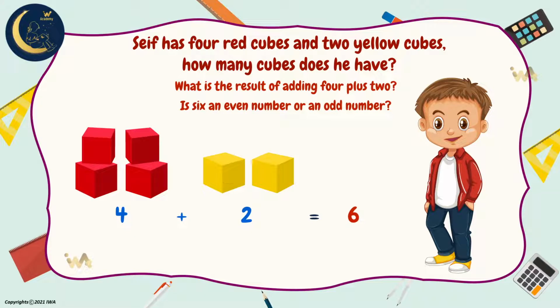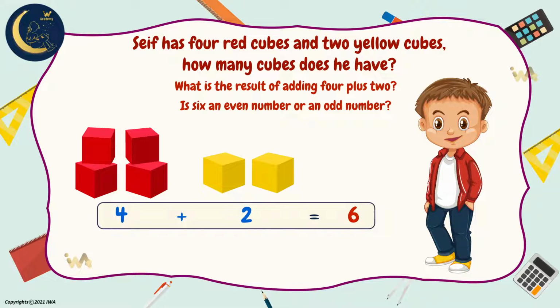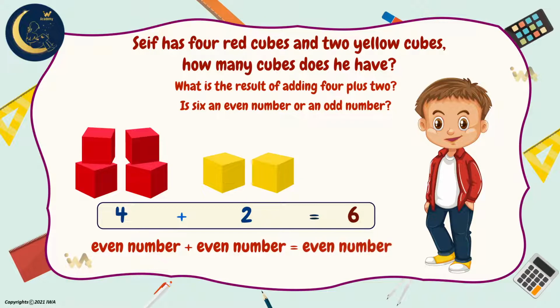Look with me. Do you notice anything here? The number 4 is an even number. The number 2 is an even number. And the number 6 is an even number. So the result of adding an even number plus an even number is equal to an even number. Excellent! Let us add more numbers.